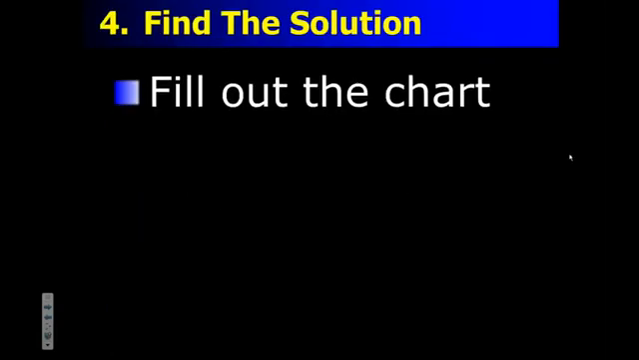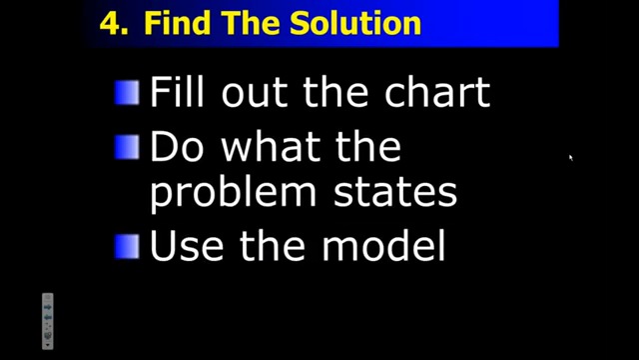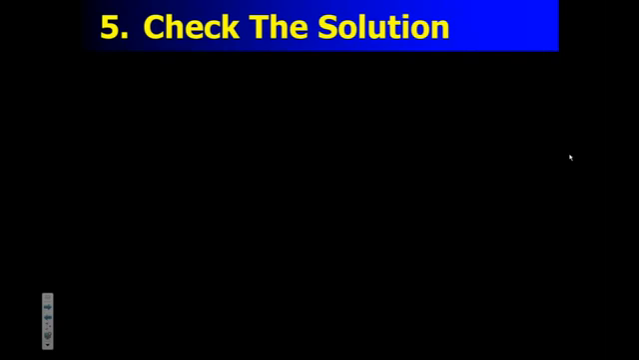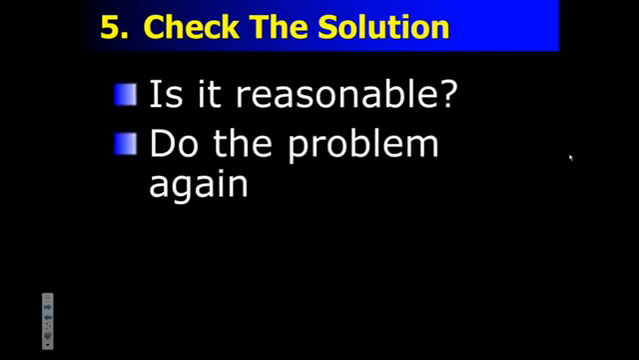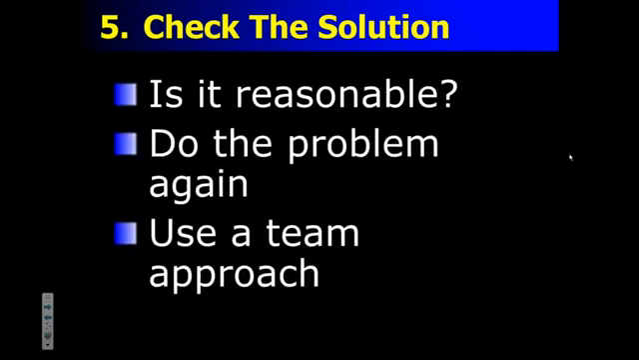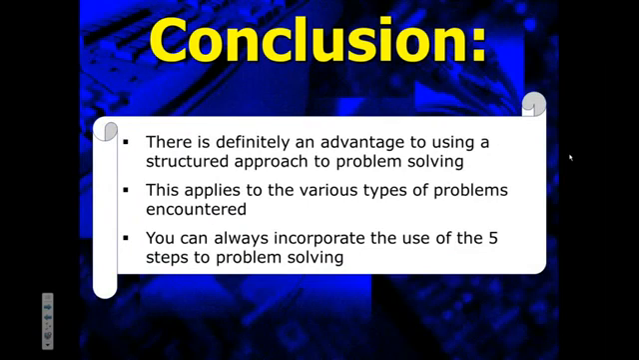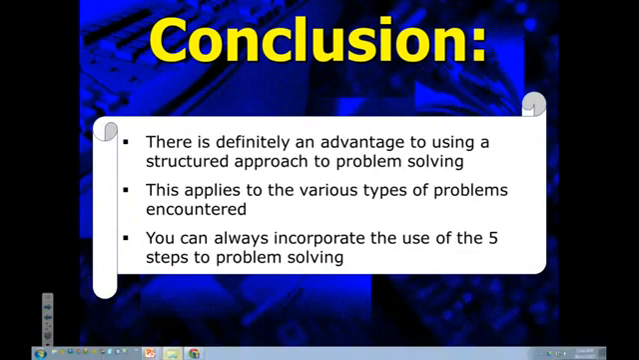So then you get to step 4. Now you have a solution. You've figured it out, you've gone through your model, and you have a solution in place. And then finally in step 5, you check it over. Is this a reasonable thing? Should I do it again? Should I ask others to see if they got the same solution? These are the 5 steps of problem solving that are used to come up with answers to various problems.